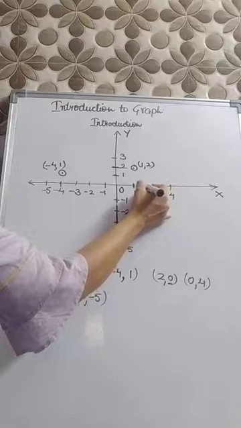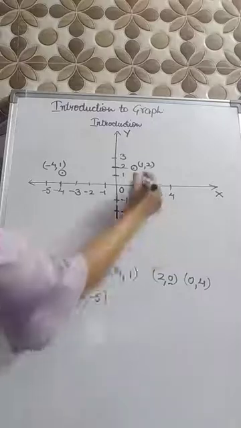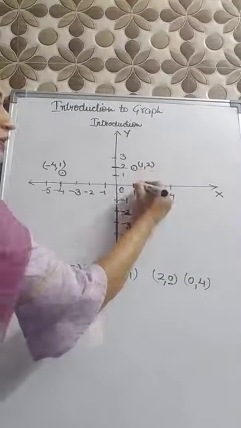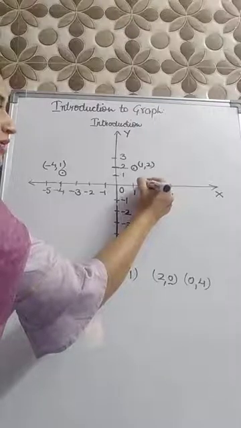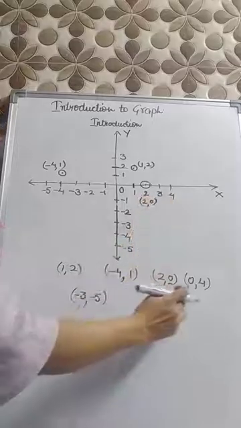So x is 2 and y is 0. So the y coordinate is 0. This will definitely lie on your x-axis. So this is your point. You will mark the dot here, put the circle over this. So this point will represent your 2 comma 0.